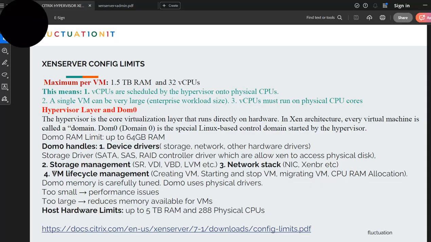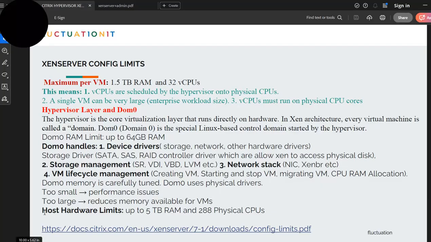And fourth, Dom0 handles the VM lifecycle. The lifecycle means creating the VM, starting and stopping the VM, migrating the VM, and CPU and RAM allocation. Dom0 memory is carefully tuned. Dom0 uses physical drivers. Too small a Dom0 RAM causes performance issues. Too large a Dom0 reduces the memory available for VMs. So you need to be careful when tuning the Dom0 memory.